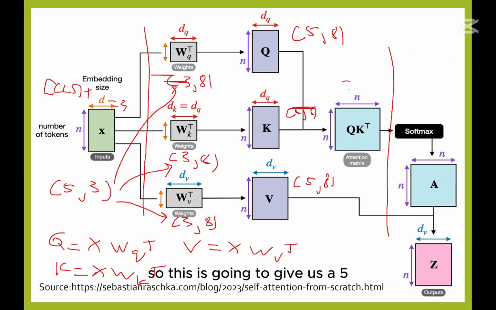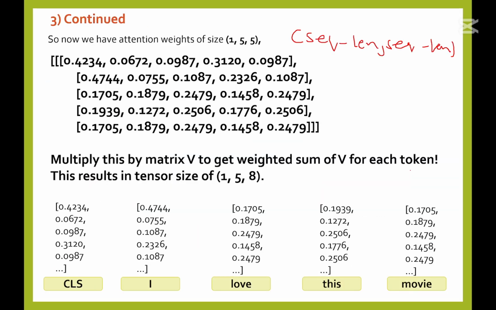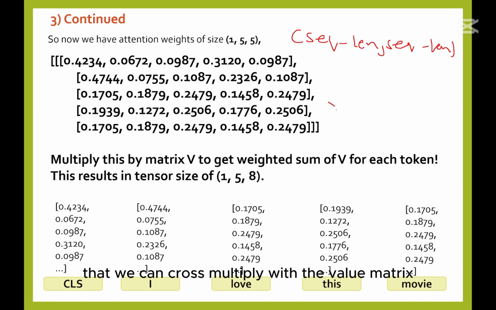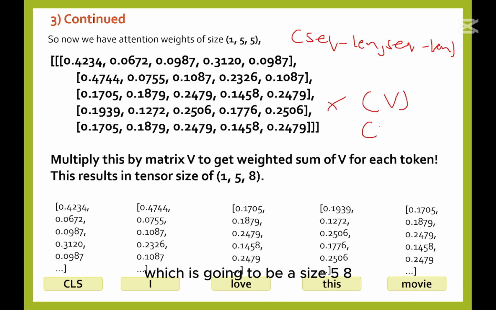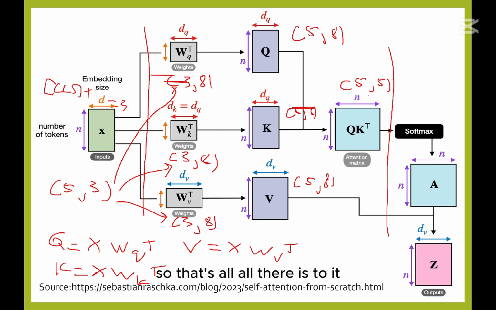So this is going to give us a 5, 5 size matrix that we can then softmax, and then you can normalize it to get our attention scores. Attention scores can then give us the weighted sum that we can cross multiply with the value matrix, which is going to be size 5, 8. So this is 5, 5 times 5, 8 to give us back our 5, 8 size vector. So that's all there is to it.